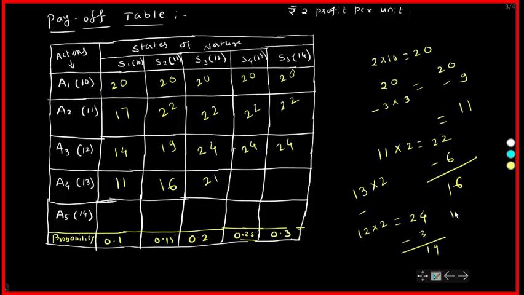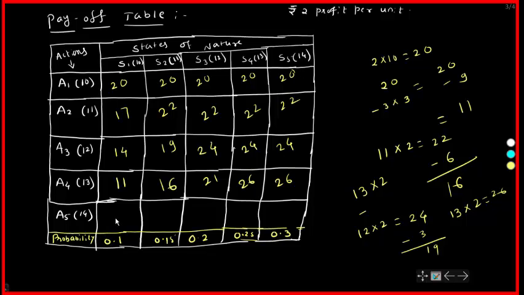Similarly, he purchased 13 newspapers and demand is 13. So 13 into 2 is equal to 26. Again this is 26, because he purchased only 13 newspapers but demand is 14, and he cannot sell 14 newspapers. So this is 26.